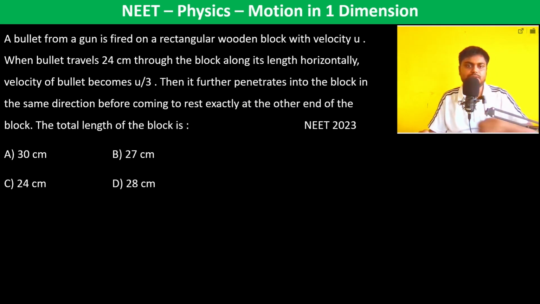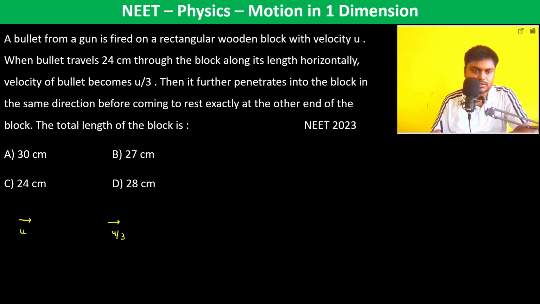A bullet from a gun is fired in a rectangular wooden block with velocity u. When bullet travels 24 cm through the block along its length horizontally, velocity of the bullet becomes u by 3. So this is u, and u by 3 it becomes in a span of 24 cm. So therefore we write v square equals u square plus 2as.